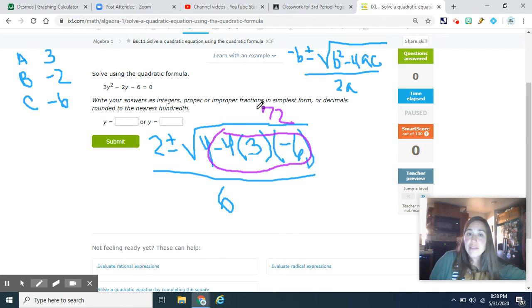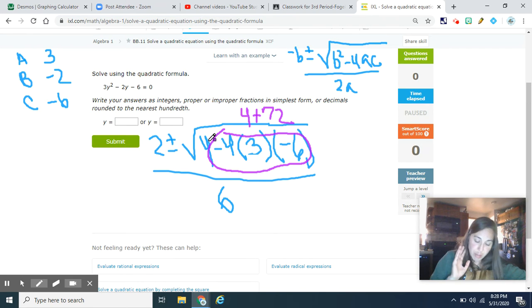And then I'm going to add that 4 to it. Now I am writing it on top of the radical. I'm not dividing anything. Okay, it looks kind of like a division. I'm just writing down what I just did. So again, -4 times 3 times -6 is 72. And then we're going to add it to that b squared, which was 4.